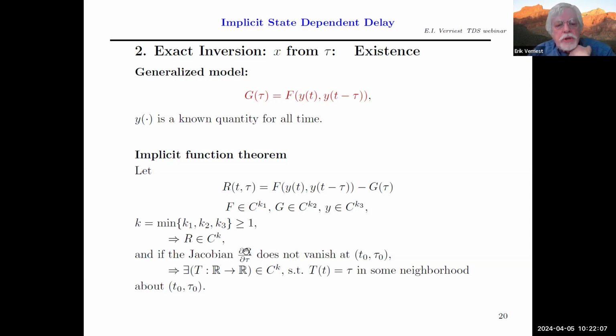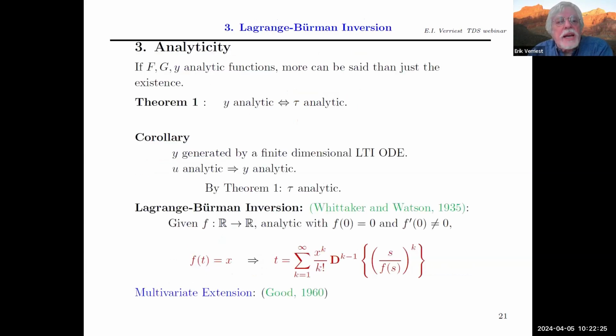And if now the Jacobian of r with respect to τ does not vanish at that point, then we know by the implicit function theorem that there exists a transformation so that t is going to be τ in this neighborhood. Now we can actually do better if we know that f, g, and y are not just differentiable but actual analytic functions. Then I have shown that y is analytic if and only if τ is analytic. So here we get a lot more information besides just existence of the inverse.